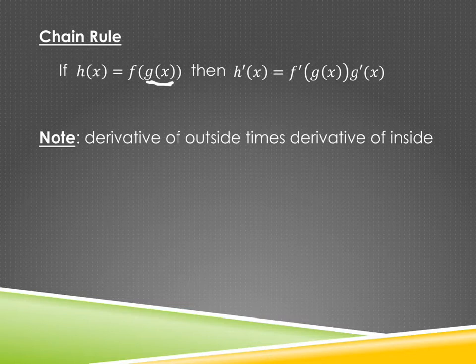And then we multiply that by the derivative of g of x. And the rule itself is all well and good, but the note that I wrote down is how my brain thinks about it every time I do it. Derivative of the outside times the derivative of the inside. Okay? So whether the notation or the language is better for you, both are correct.